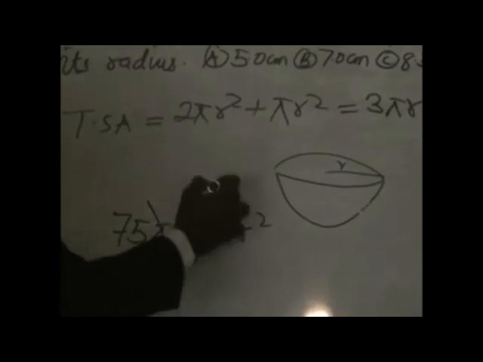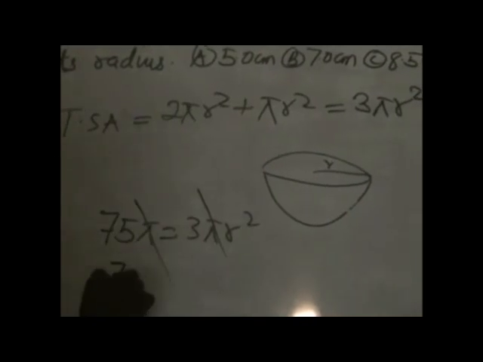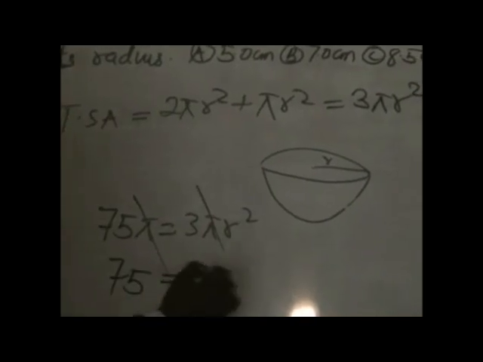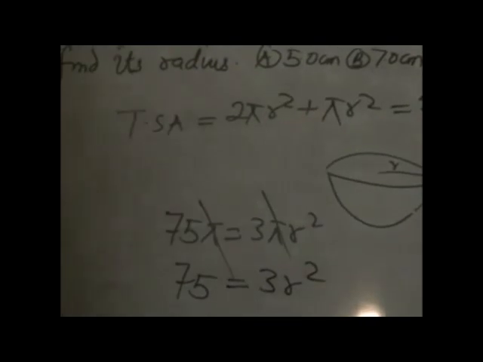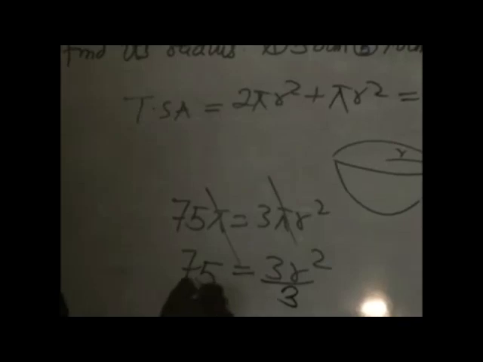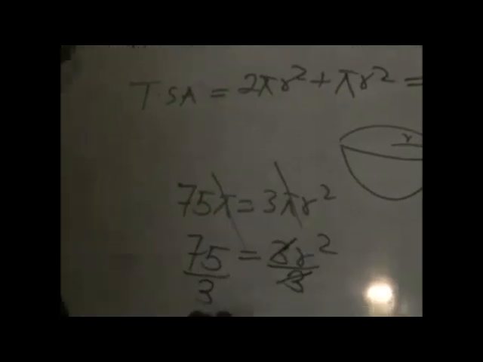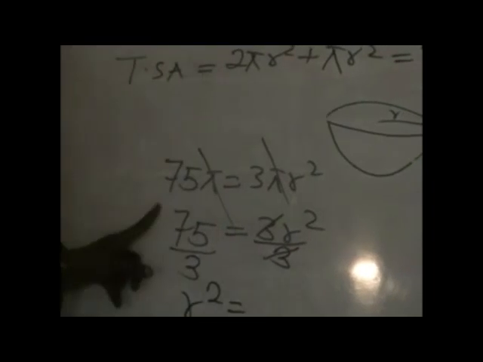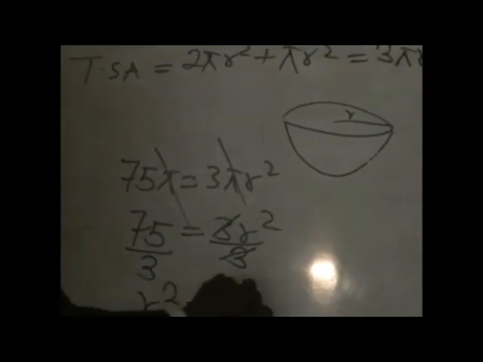This pi can cancel out this pi. So I'm left with 75 equals 3 r square. Okay, are you following? Alright, so the next thing to do is to divide both sides by 3. Divide both sides by 3. Okay, 3 will cancel 3. So I'm left with r square equals 75 divided by 3. What am I going to get?